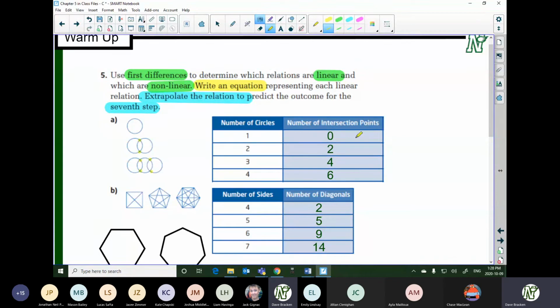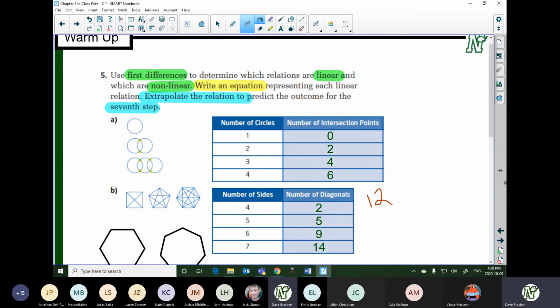So when you do your first differences here, you should get first differences always of 2 here. And since they're all 2, this is linear. You will be able to do the equation at the end of today's lesson. If we went to the seventh step, 5 would be 8, 6 would be 10, 7 would be 12. I believe we're going to get 12 intersecting points.